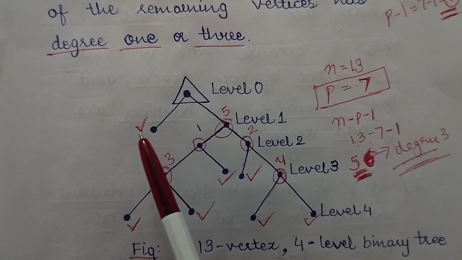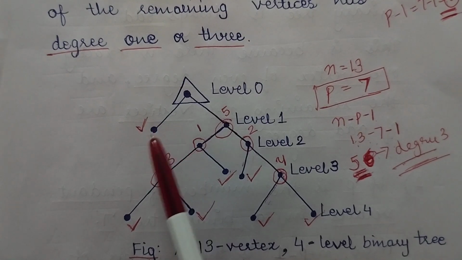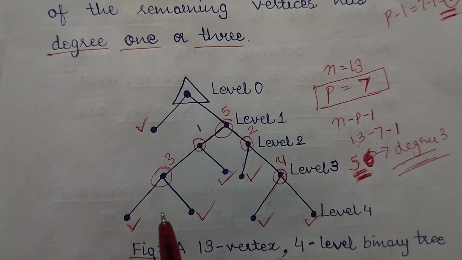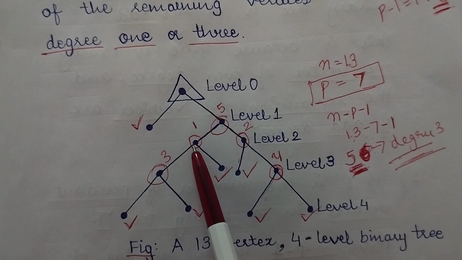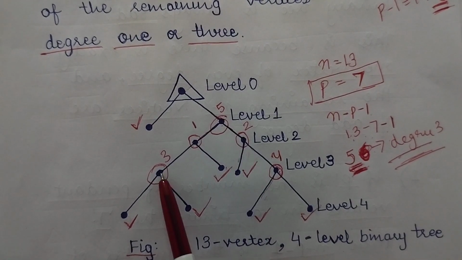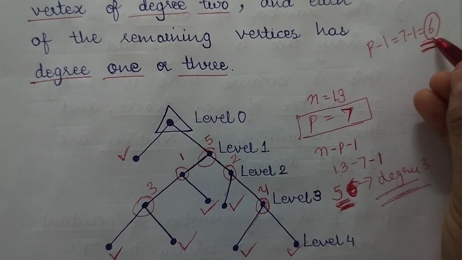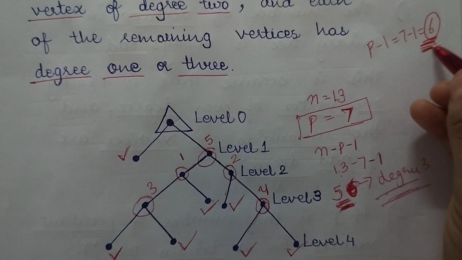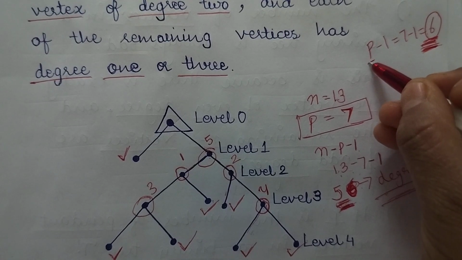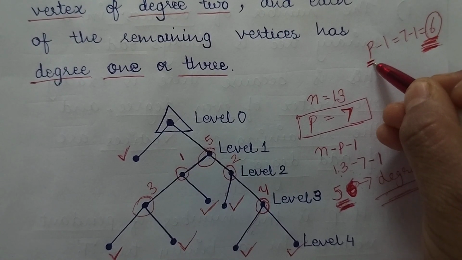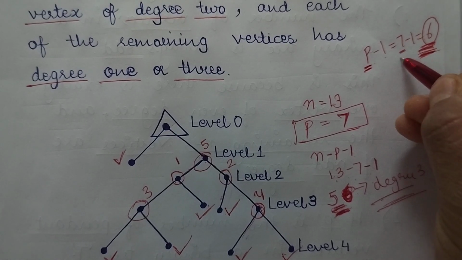That means if I discard the vertices which are tick marked, all other vertices are the internal vertices. So 1 internal vertex, then 2, 3, 4, 5 and 6 internal vertices. So how many internal vertices am I having in total? I have 6 internal vertices in total, which is yet another property of a binary tree, that if the total number of pendant vertices is p, then the total number of internal vertices will be p minus 1. So here the pendant vertices are 7.